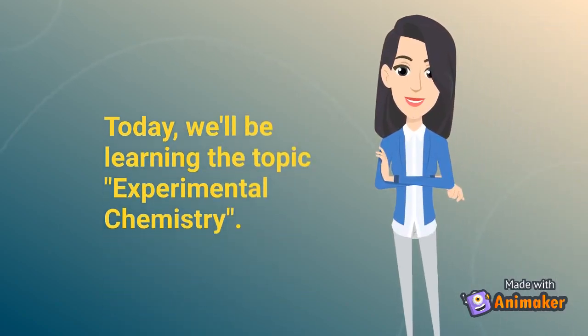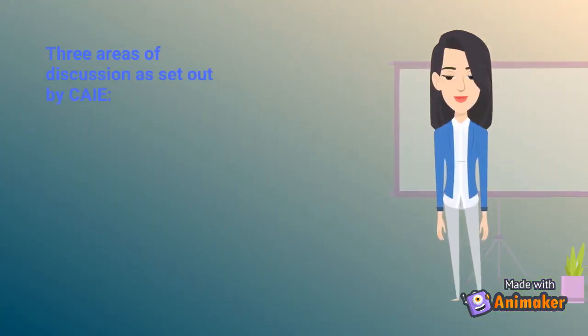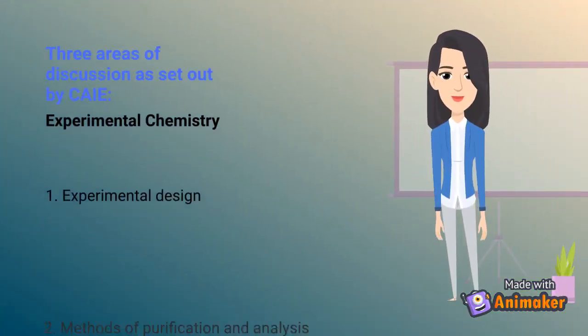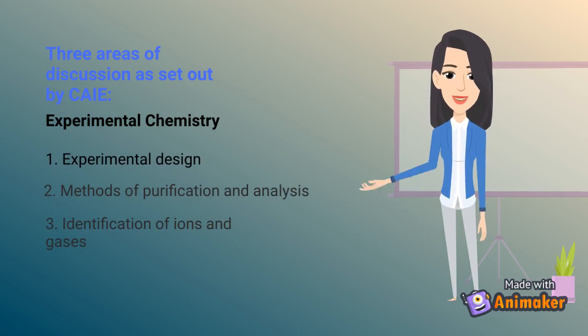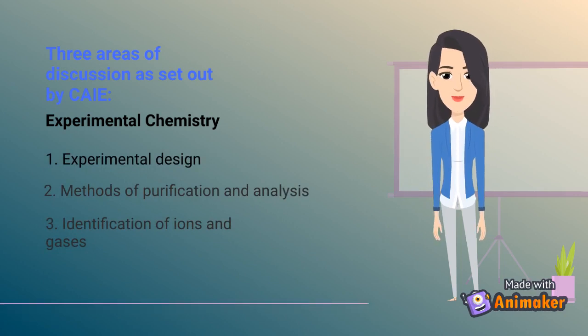Today, we will be studying the topic experimental chemistry. Three areas of discussion are experimental design, methods of purification and analysis, and identification of ions and gases.